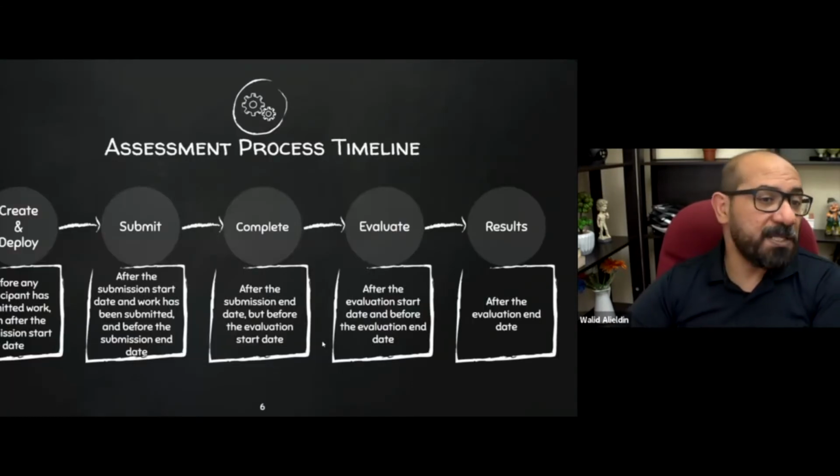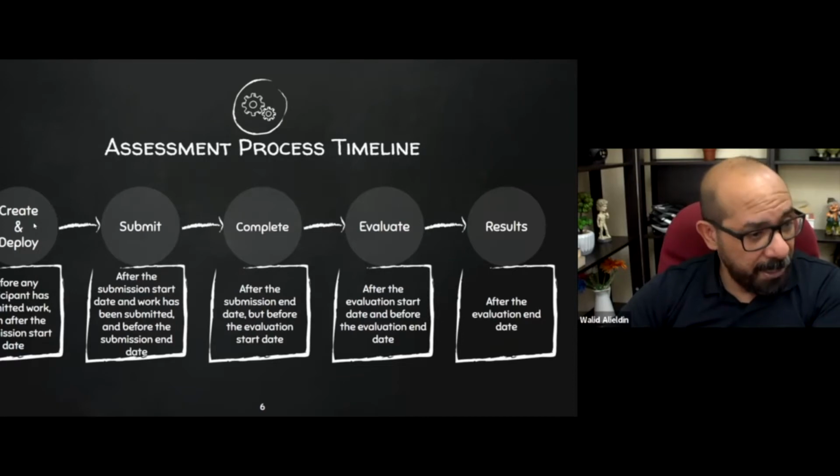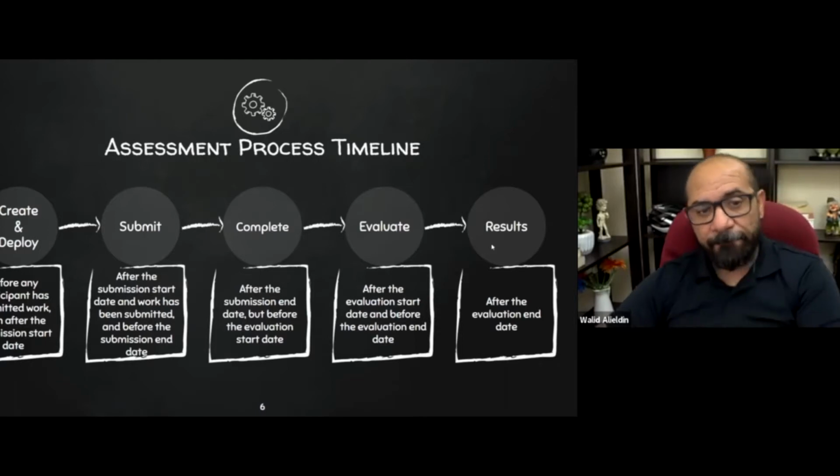But this is the process timeline, okay? So the first thing you need to do is to create and deploy the assessment and make it available. Open it up for submission. Complete the submission. So this is the period between the end of the submission period and before the evaluation period, and then open up the assessment for evaluation, and then close the evaluation period and view the results.